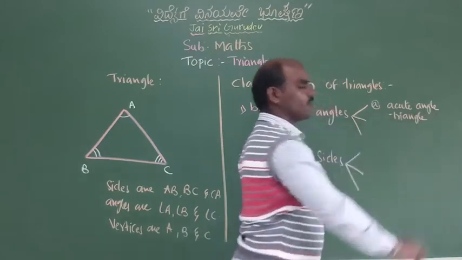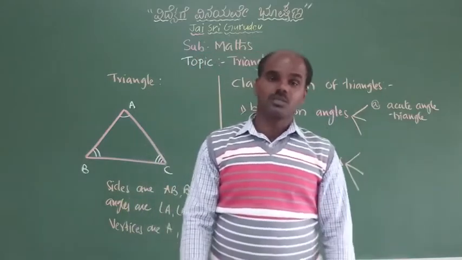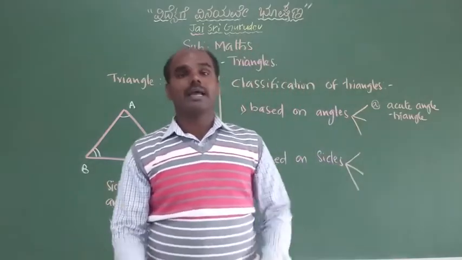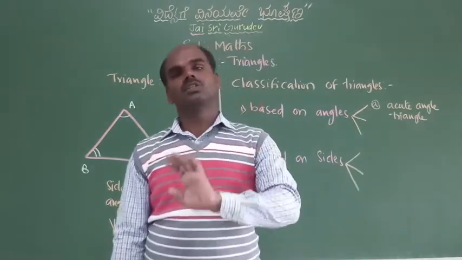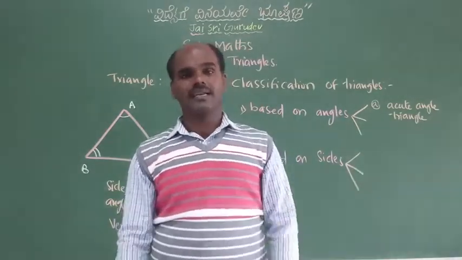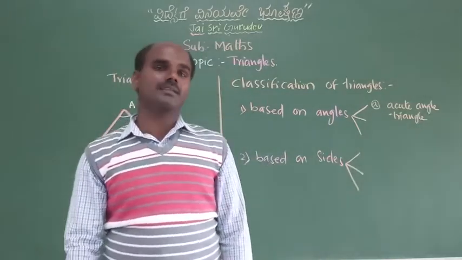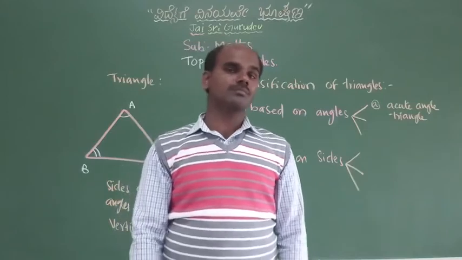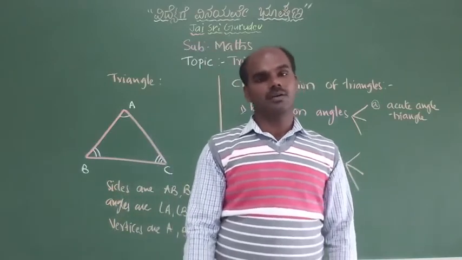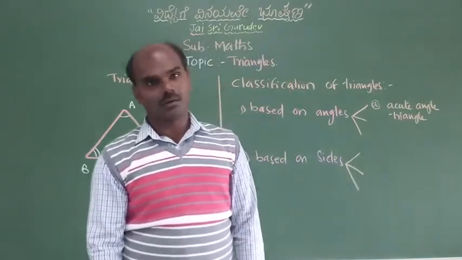So that is the first one. Acute angle means an angle less than 90 degrees and more than 0 degrees. In the triangle, all the angles must be less than 90 degrees. So such a triangle can be called an acute angle triangle.